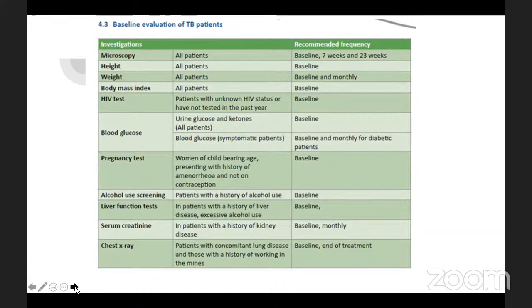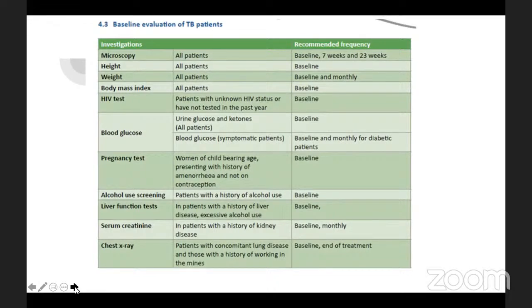TB and HIV co-infection is very common, so it's important to know the HIV status of the patient when you're starting the TB treatment. Screening for diabetes is also an important part of baseline testing for TB treatment. All patients would get a glucose and ketones, and if they're symptomatic, with polydipsia or polyuria, we'd also do a glucose to determine whether they meet the criteria for treatment for diabetes.